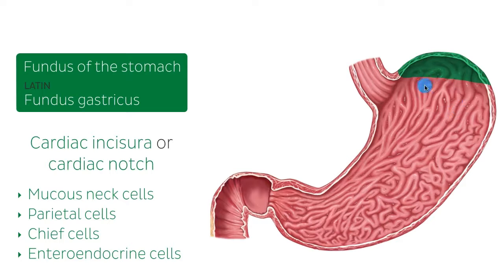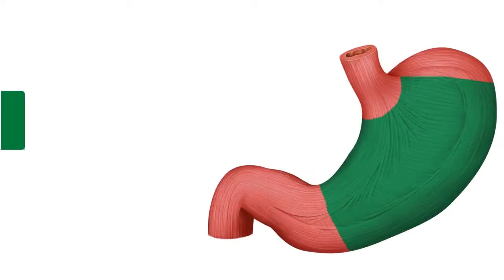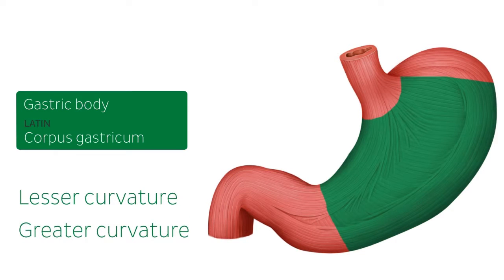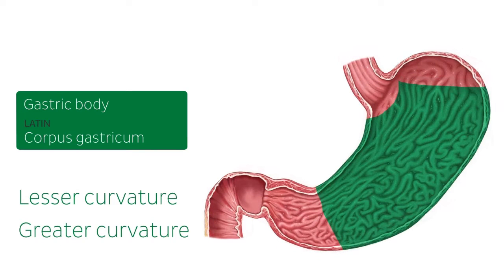Again, we can see the inner structure of the stomach, and we can see the fundus highlighted in green here. The body of the stomach, or the gastric body, is the largest part of the stomach. We can see it here highlighted in green. It forms the lesser curvature superiorly and the greater curvature inferiorly. This central portion of the stomach is situated between the fundus and cardiac part of the stomach and the pylorus.